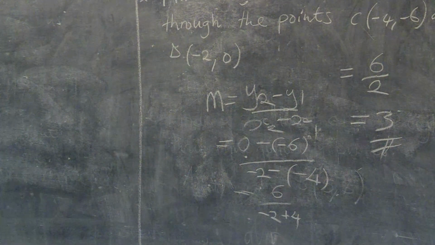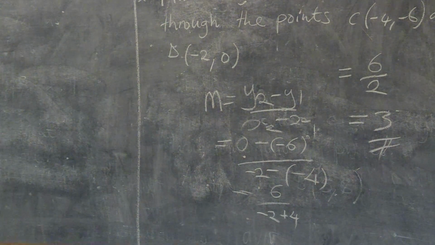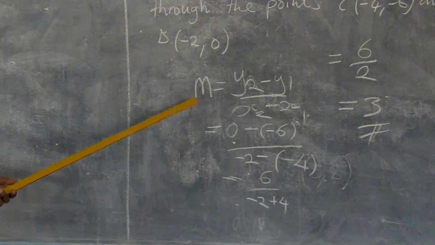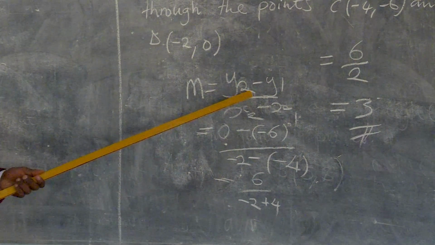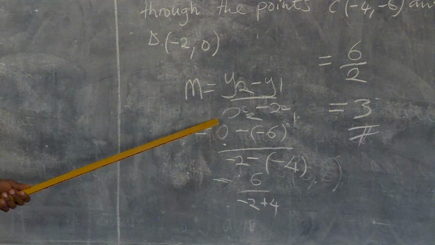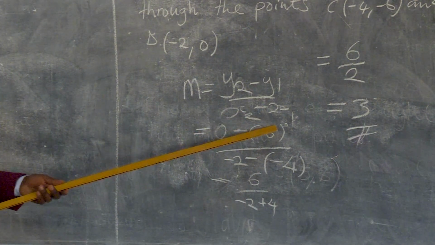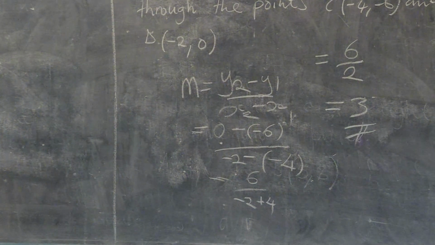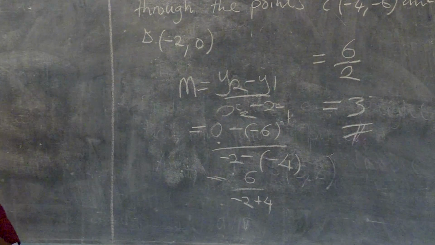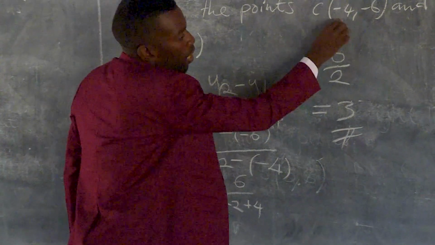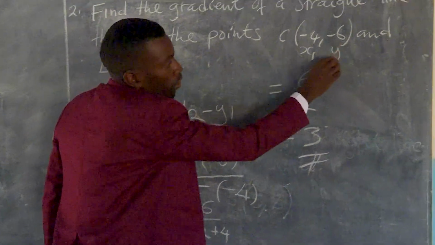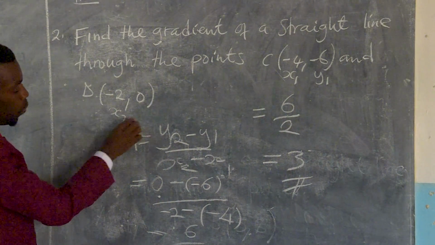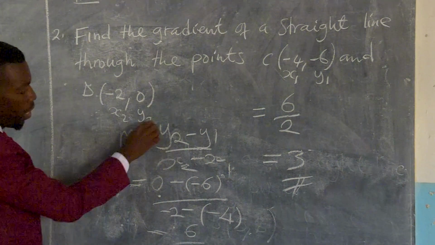Is it okay? Yes. So, first we write the formula. We are saying m is equal to y2 minus y1 over x2 minus x1. Then next we have to label the points. So the way he has done it, this one was our x1, this one was our y1, then this was x2, then y2.